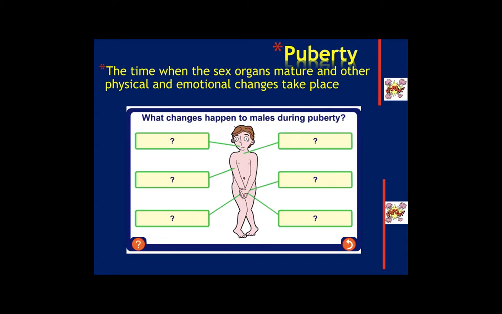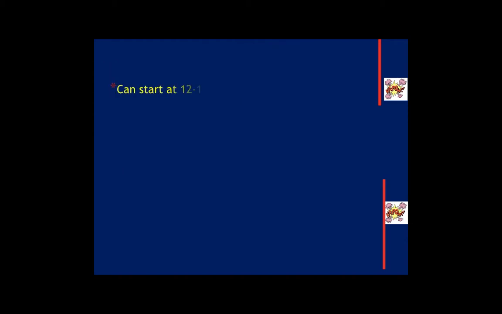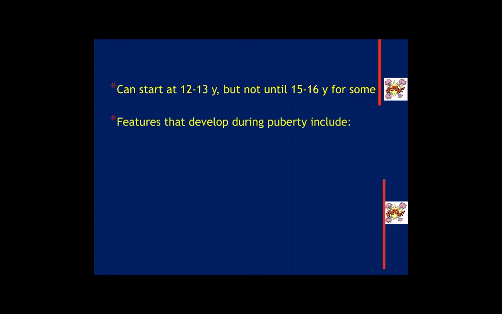So this little diagram here may give you some ideas as to what these things may be. So maybe have a think, and if you've looked at the video you could come up with a couple of signs of puberty. So it can start at 12 to 13 years old in the males, but it mightn't happen until you get into 3rd form or 4th form. And there are a whole load of different things that happen.